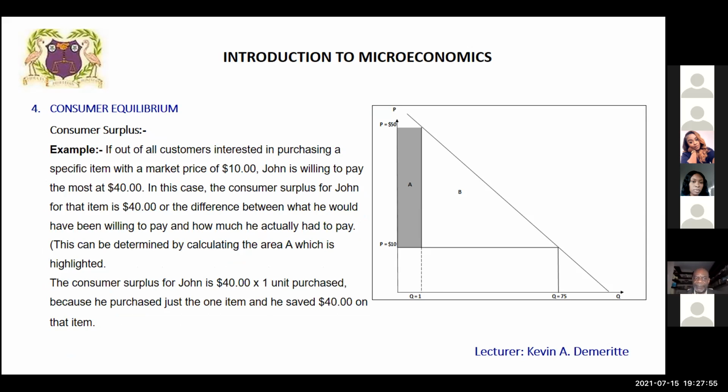So let's say, for example, out of all customers interested in purchasing a specific item, the item has a market price of $10. That item is priced at $10, but John had $40 in his wallet, and he had allocated $40 to pay for this item, but he was prepared to pay $40.